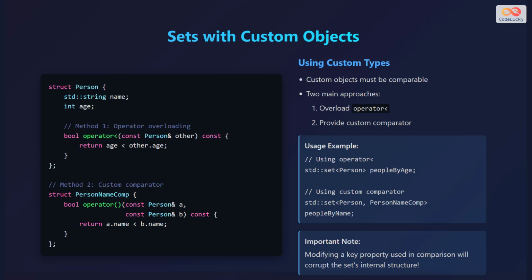The second approach is to provide a custom comparator. For example, create a struct called PersonNameComp with an overloaded function call operator that compares two Person objects based on their names. You can then declare a set that sorts the objects by name by passing the custom comparator struct. It is important to avoid modifying a key property used in comparison, as this will corrupt the set's internal structure. So be careful while choosing the sorting parameter.